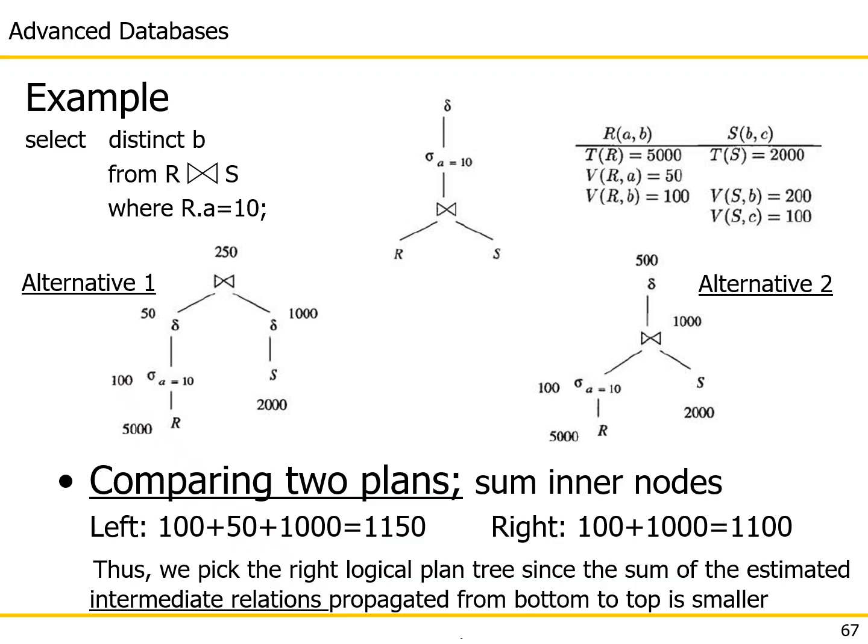So this is what we're going to do. I will sum all the inner nodes, as it says here. So the 100 plus 50 plus 1,000 give you 1,150. 100 plus 1,000 give you 1,100. Obviously this is a smaller number, so I pick this tree. I'm ignoring the sizes of the tables because I'm feeding the same tables to both trees, so there is no point in computing the sum with the sizes of the tables. I have to read these tables S and R anyway, so I don't need to add them up.